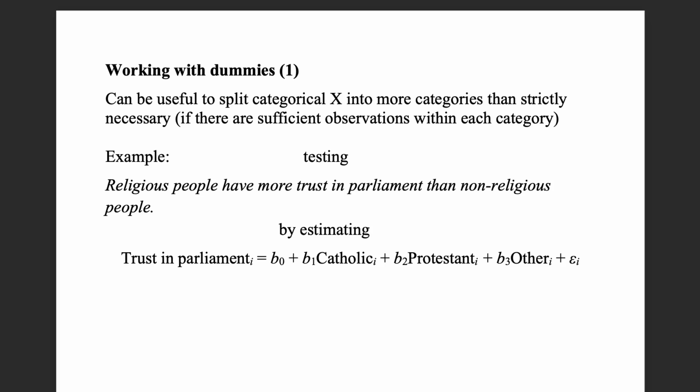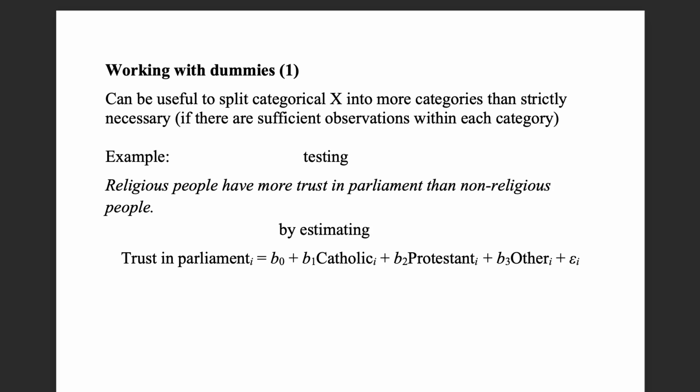So, for instance, if we would test this hypothesis for the Netherlands, now if you have a bit of theoretical understanding about differences in religiosity in the Netherlands, you know that there are, for historical reasons and also for religious reasons, quite substantive differences between the Catholic denomination and the Protestant denomination. And of course, those might be quite different again to many other denominations.